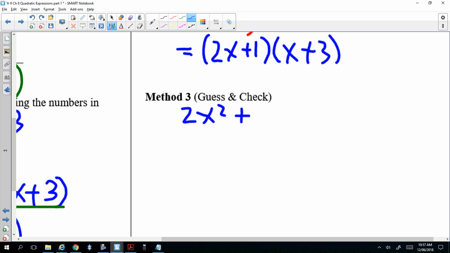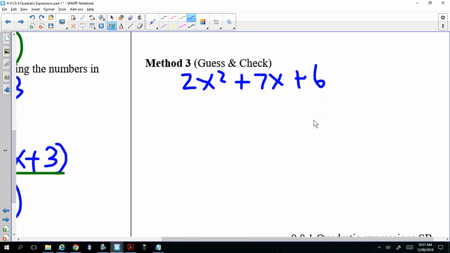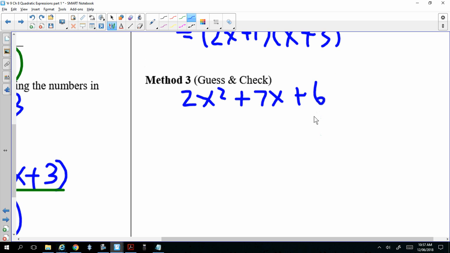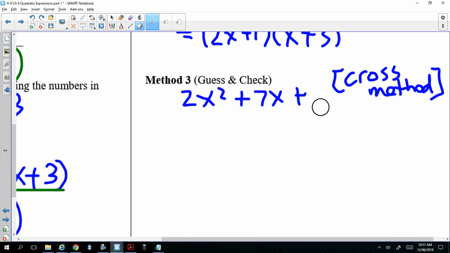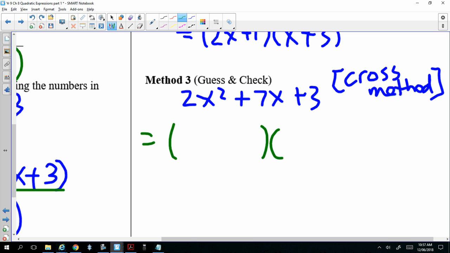How do you guess and check? This is what we call, sometimes the text will call it the cross method. Plus 3, sorry. Plus 3. Okay. So how do you do guess and check? You're going to write two brackets straight away. You do not need to multiply 2 and 3. In fact, do not multiply them. So you're going to guess and check.